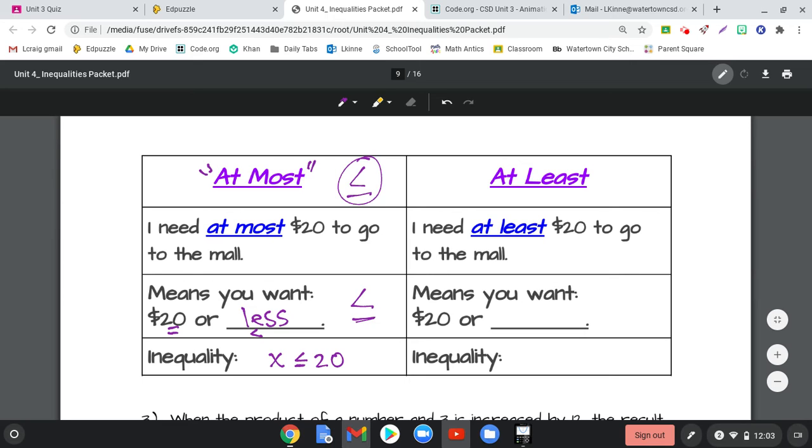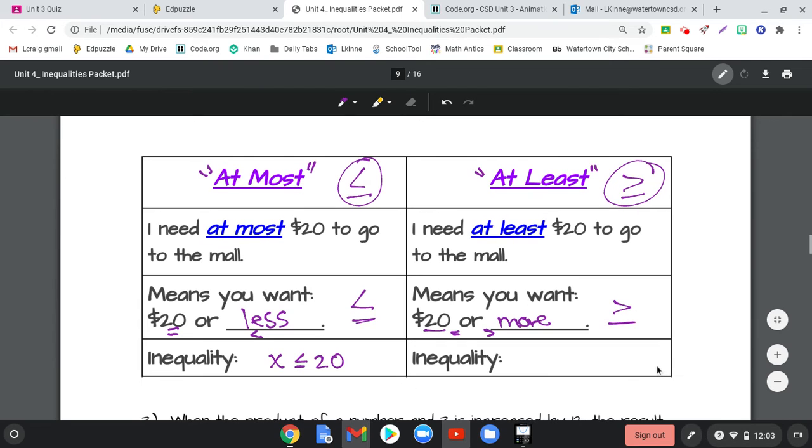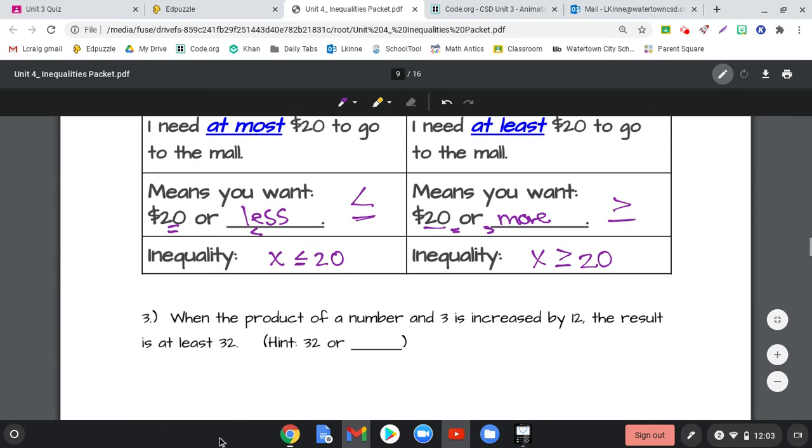If I say I need at least 20 to go to the mall, that means I need 20 or more. So it could be equal or greater than. Put them together, greater than or equal to. So if you see "at least," we're going to use greater than or equal to. The amount of money needs to be greater than or equal to $20. So let's apply that here.